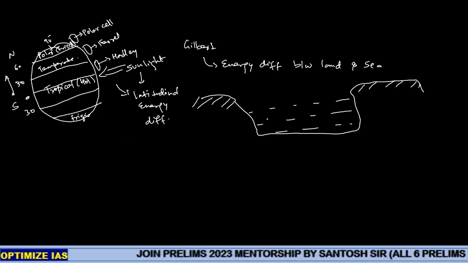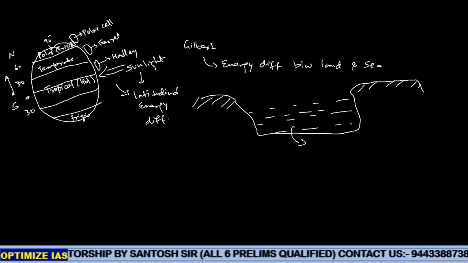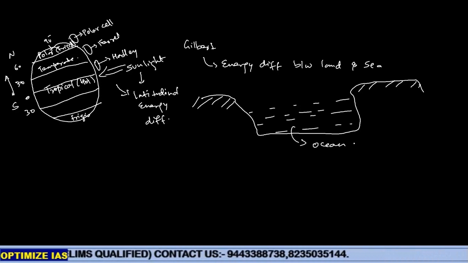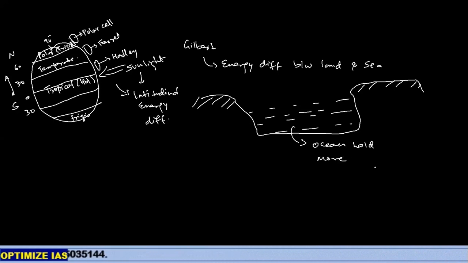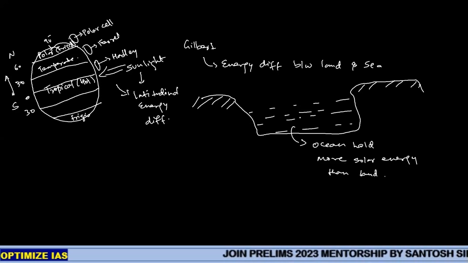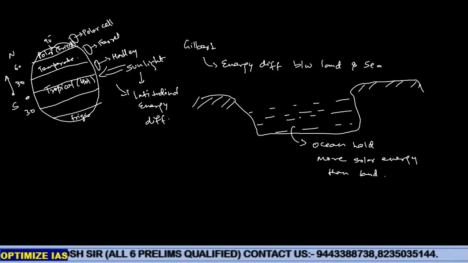And this is the logic. He said that ocean stored what? Ocean holds more energy. Ocean holds more what? More solar energy than what? Than land or continent. Now this is happening every day, every month, year by year, for billions of years, this process is happening.